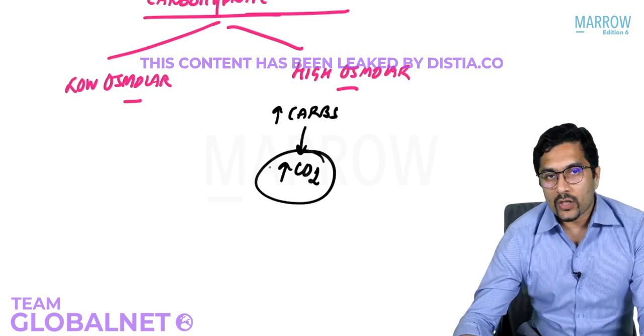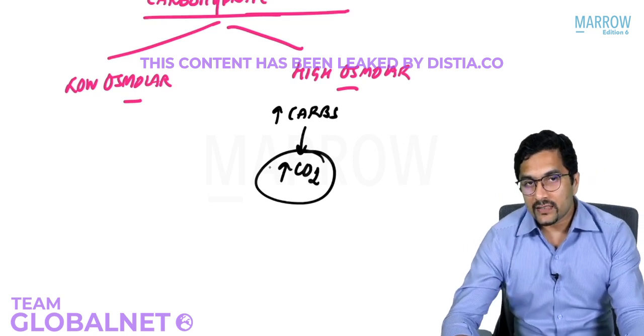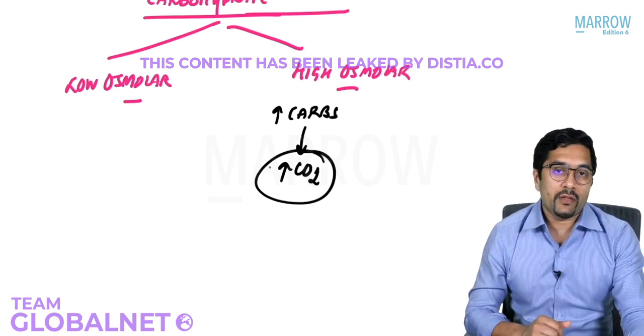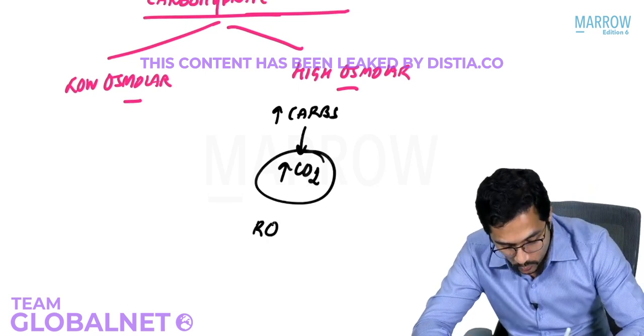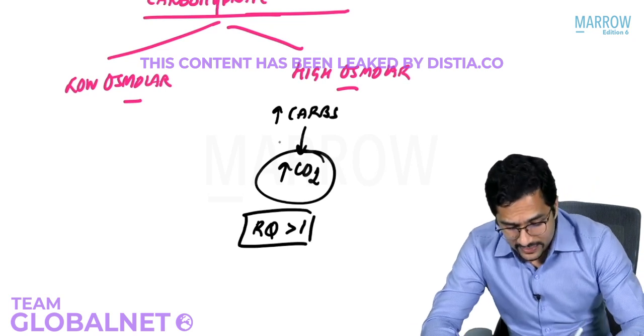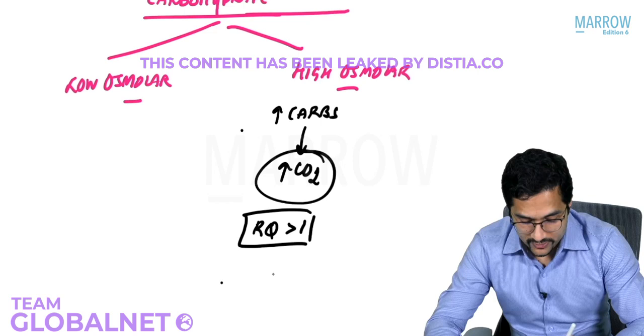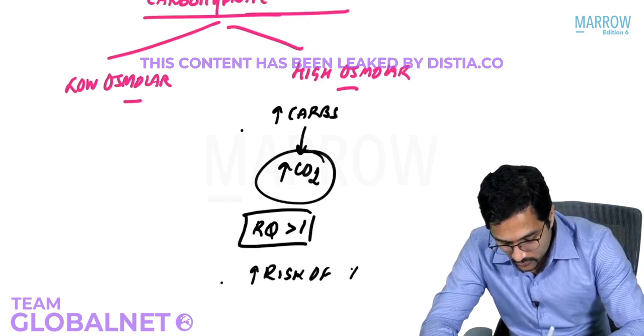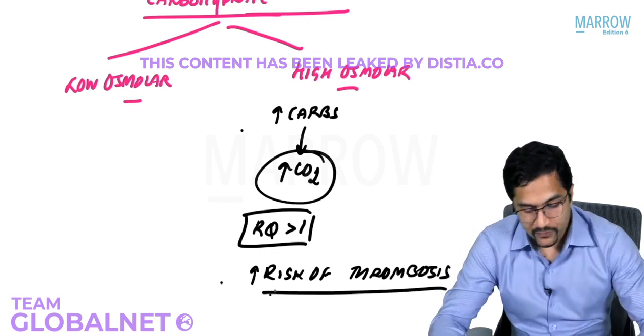And if there's increased CO2 production, the respiratory effort required by the body will be more. So the respiratory quotient is going to be more than 1. Right? And these solutions which have more carbohydrate have increased risk of thrombosis as well. They can thrombose the vein as well.